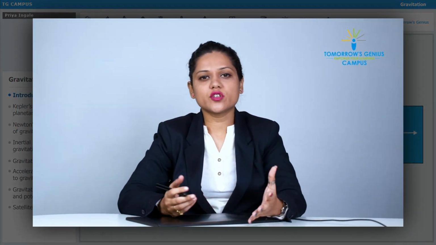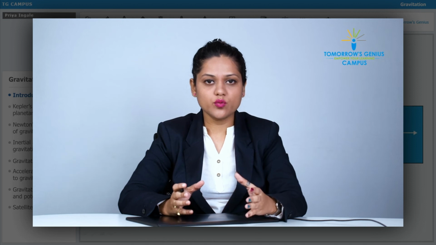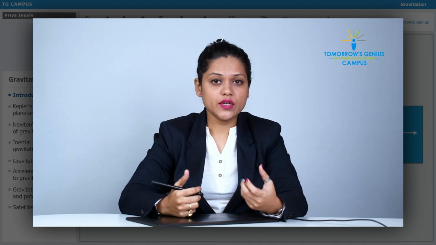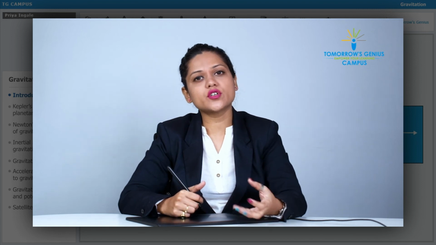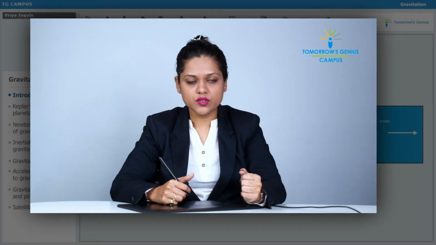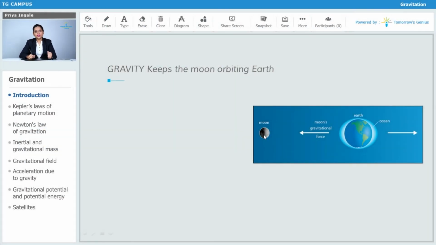Now we'll see some introduction about the word gravity, and definitely we are going to see in much detail what gravity is about. But first of all, in an introduction, we'll just get an idea of where it works. So we know that the moon is orbiting around the earth, right? So the reason behind it is gravity.